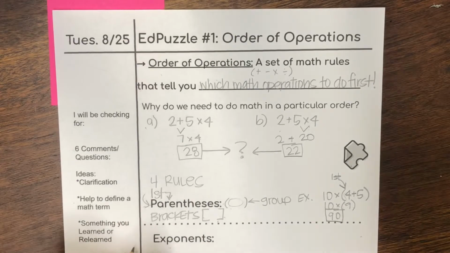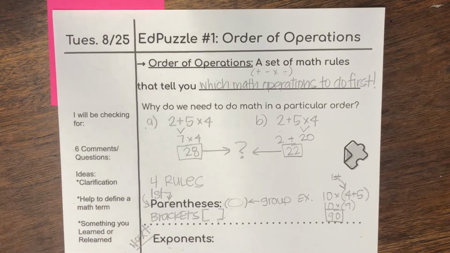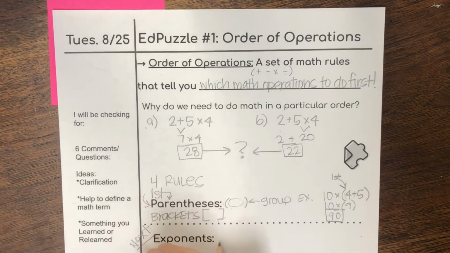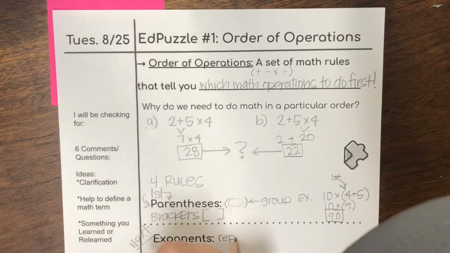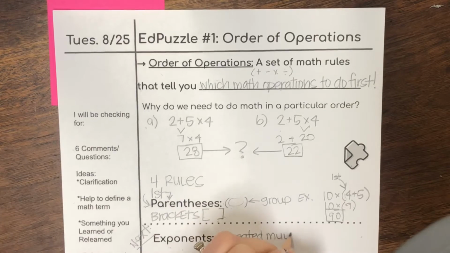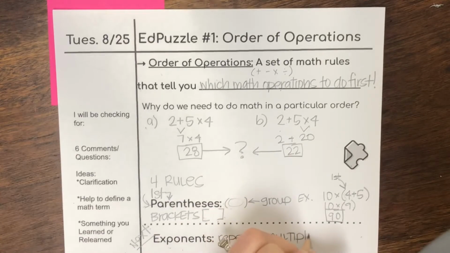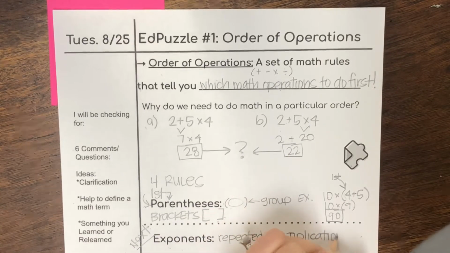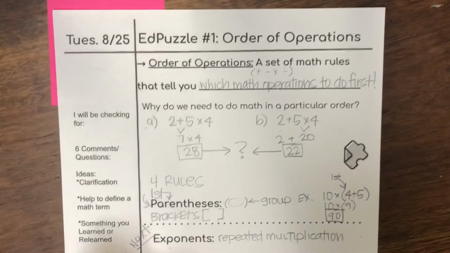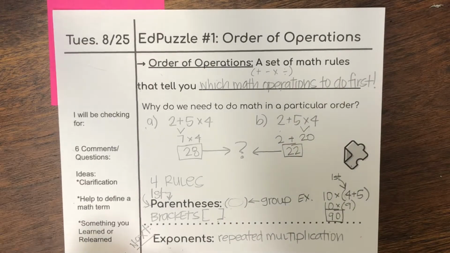All right, moving on. We're going to talk about exponents. Exponents is the next step after you've done your parentheses. So if you see exponents in your equation, all that really means is that you're doing repeated multiplication. Now I know this is a difficult concept sometimes, but exponents are just a really shorthand way of writing that you're going to multiply the same number over and over again. So let's use 4 to the second power, or 4 squared.